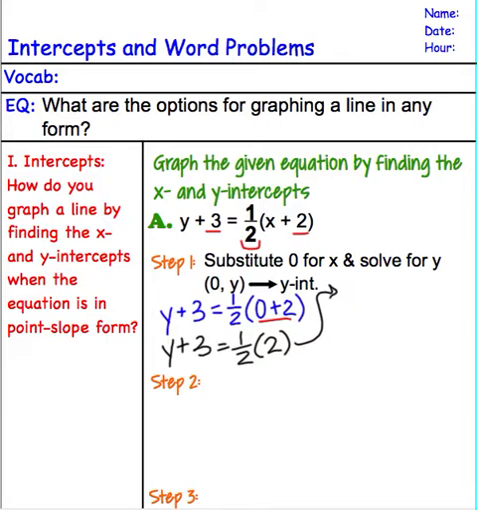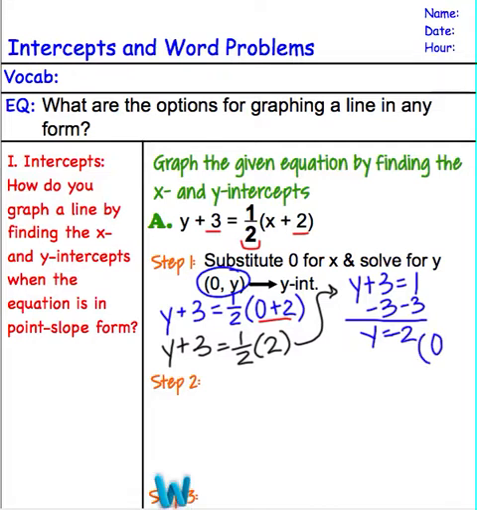I'll come back up here so I have some more space to work. And when I take 1/2 times 2, I get y plus 3 equals 1. Then subtract 3 from both sides, which is going to give me y is equal to -2. So now if I want to put this in this format, this is going to be 0, -2.